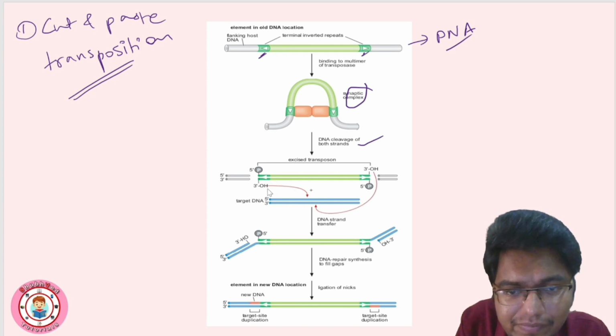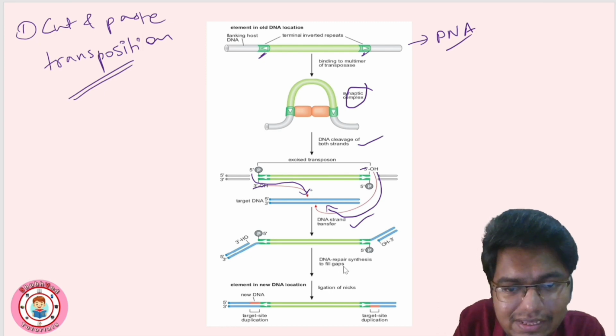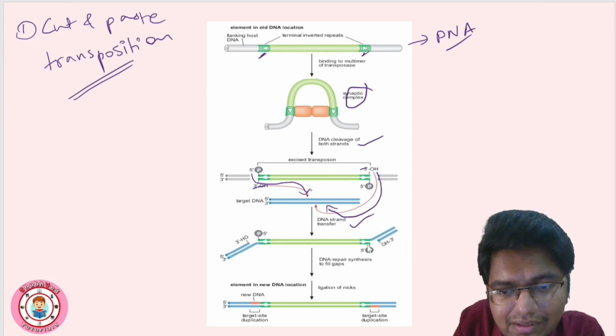We can see here this 3' OH and this 3' OH will attack the target DNA, right? Then what will happen? DNA strand transfer. Just reactions will take place. This will go and bind here, right? The DNA repair synthesis to fill the gaps, basically joining the strands. So these gaps have to be filled.